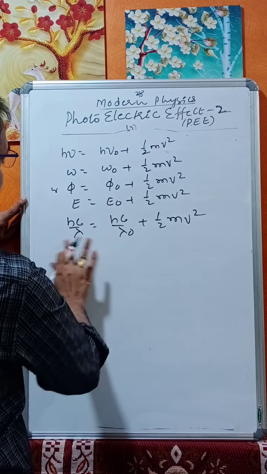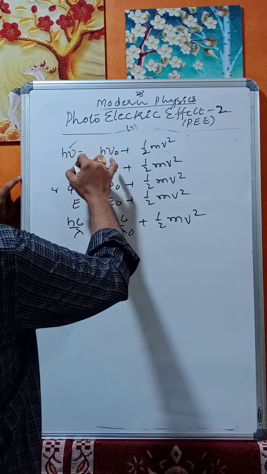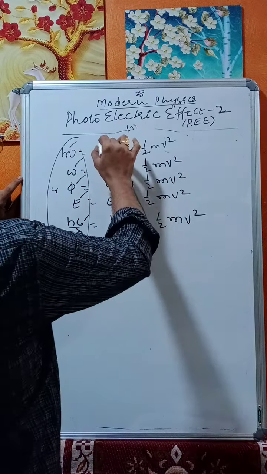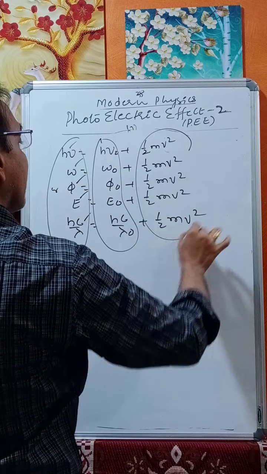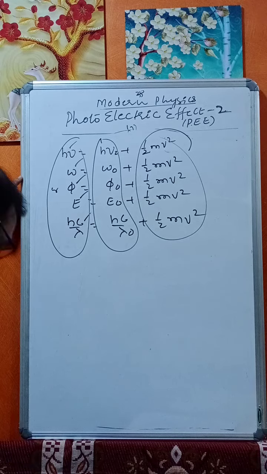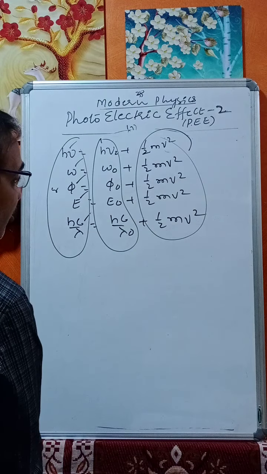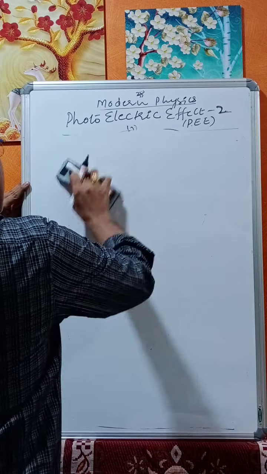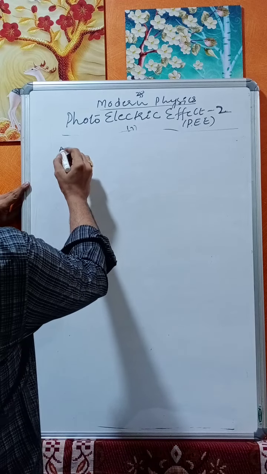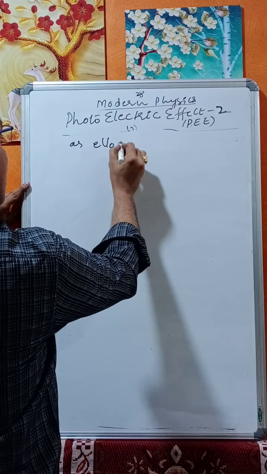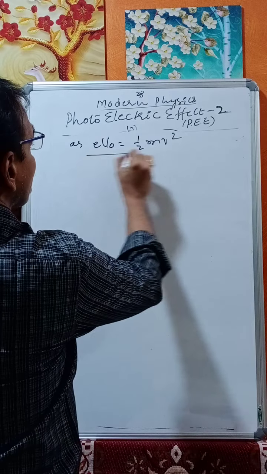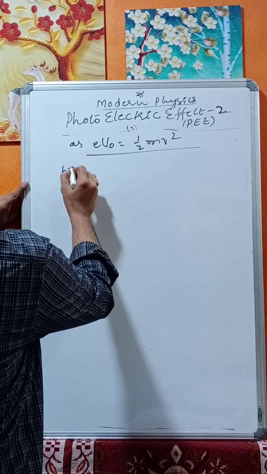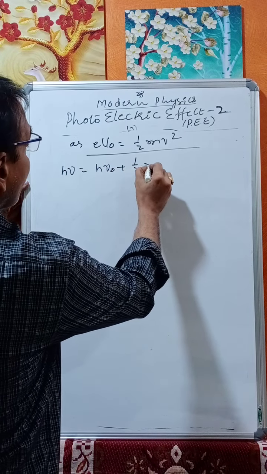These are all different formats. H nu or W or phi or E or hc by lambda, these are all the energy of incident radiation. These are all work functions only. This is the kinetic energy. But I told you that a measure of this kinetic energy in terms of electron volts is eV naught. Therefore, as eV naught is equal to half mv square, we can say that h nu is equal to h nu naught plus half mv square.